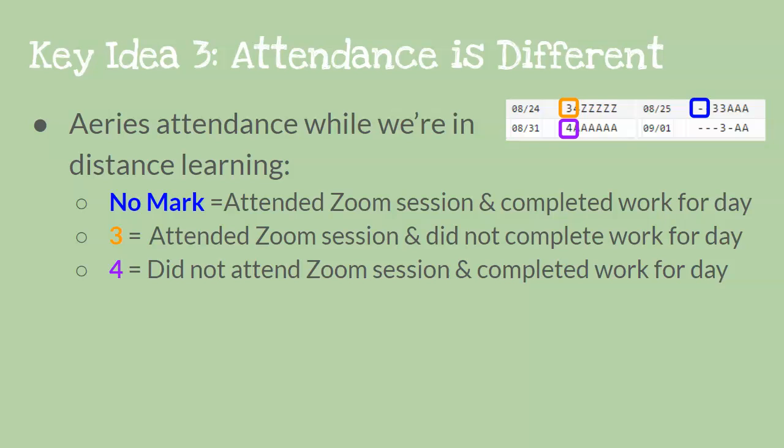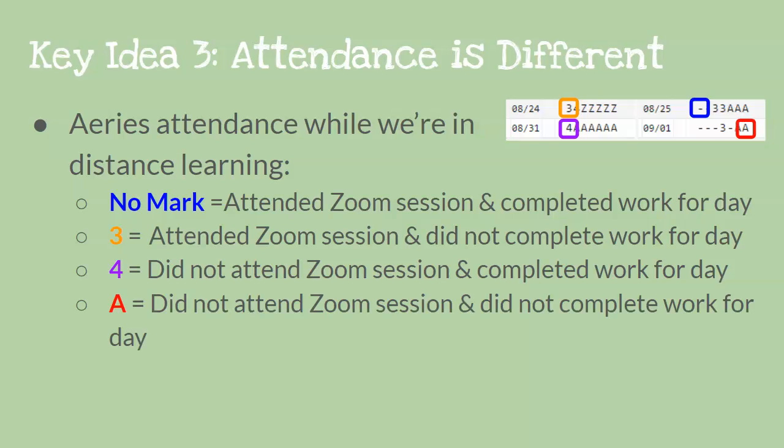So a form basically doesn't count as an absence. It just means that they were there. They did their work, they did their assignments. And then, of course, there's the A. An A means that they did not attend their Zoom session and they did not complete their work for the day, so it's an absence.